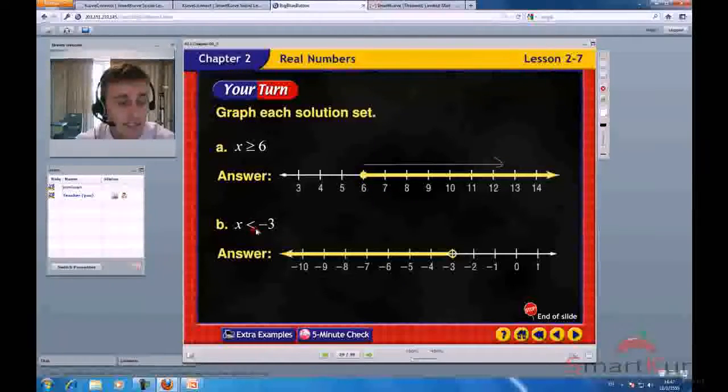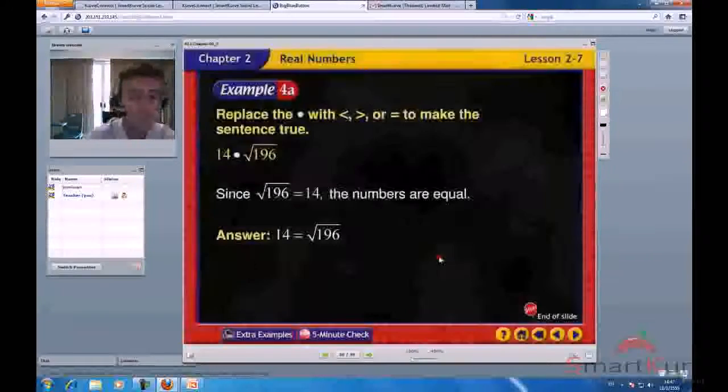x is less than negative 3. There is no equal to, there's no line underneath, so the circle is open, it is not shaded in, and we draw the line to the left. The arrow is pointing to the left, it means less than, so you draw the arrow to the left of negative 3 with the open circle.